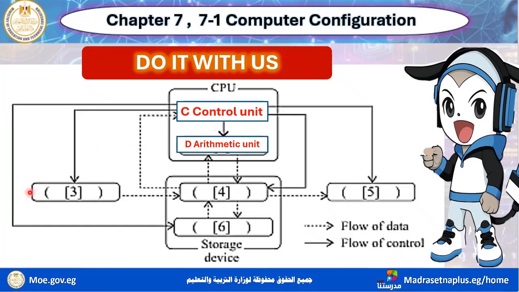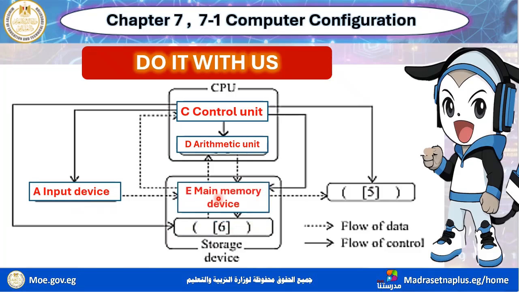As for number three, it's the input device. So it's the starting point of the data flow. Therefore, the input device is number three. So we use the input device to input information through number four. And number four is the main memory device. Unlike secondary memory or secondary storage for information, once you shut down your computer, you will lose it.